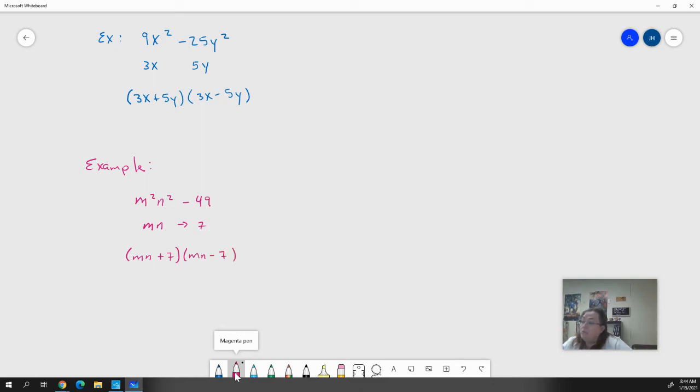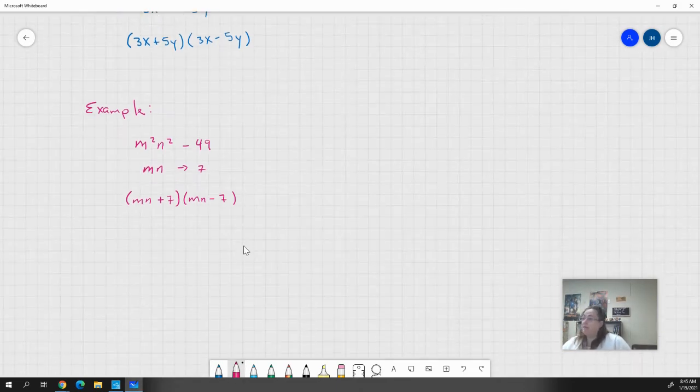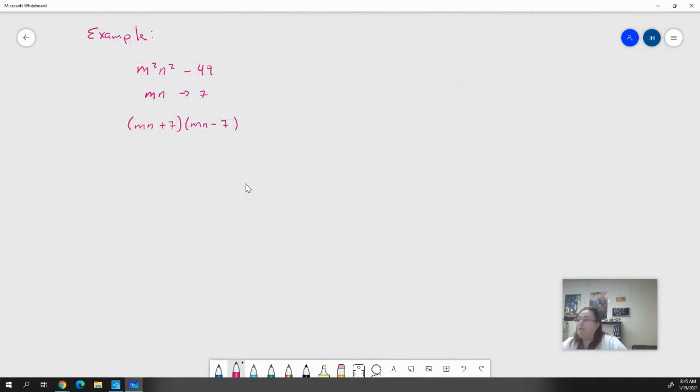So again, we're taking the square root of each piece and we're setting them up as factors. What if I've got something crazier like... making it seem like I'm just making them up, but I'm not, they're actually written down here.